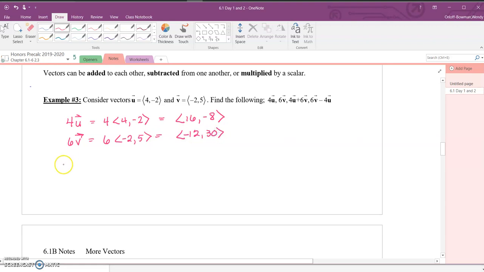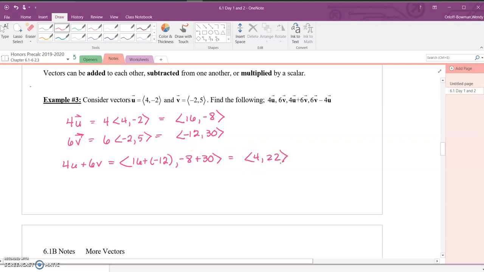Now, if we go ahead and add the vectors 4u and 6v, I'm not going to redo the scalar multiplication, sorry about that. I am simply going to add the horizontal components together, and then I will add the vertical components together. And I end up with vector 4, 22.